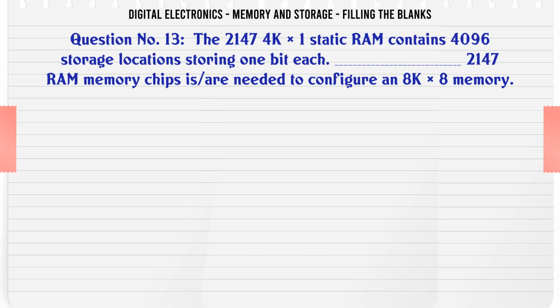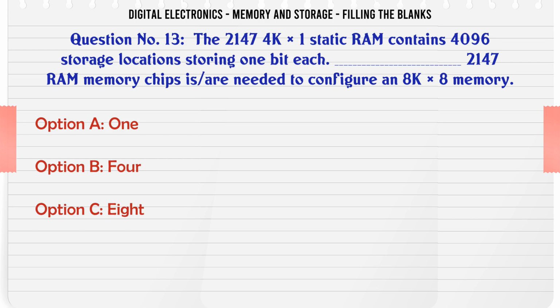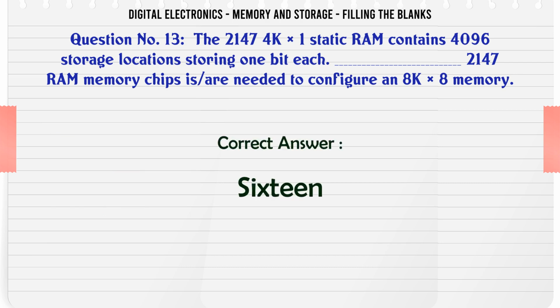The 2147 4K1 static RAM contains 4096 storage locations storing 1 bit each. 2147 RAM memory chips are needed to configure an 8K8 memory. A. 1. B. 4. C. 8. D. 16. The correct answer is 16.